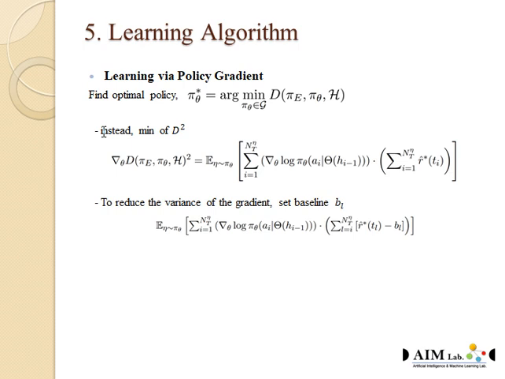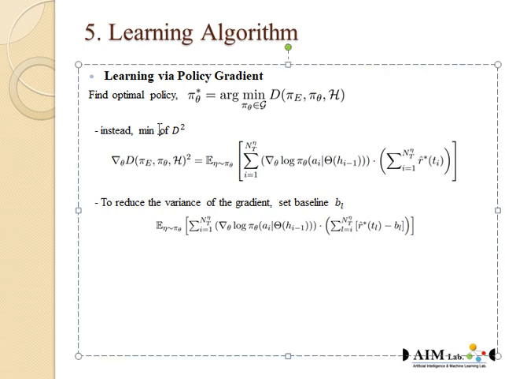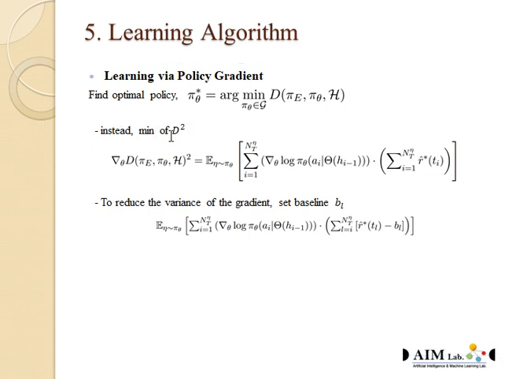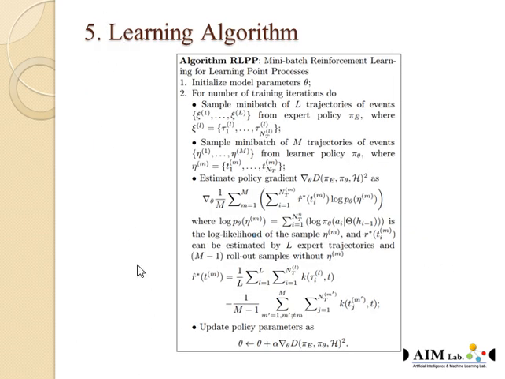So instead of minimization of D, we use D square. The gradient of D square is given in this form. To reduce the variance of the gradient, not the bias, the variance, we set a baseline b, an abstraction of some value, to this form. The whole learning algorithm is given here.